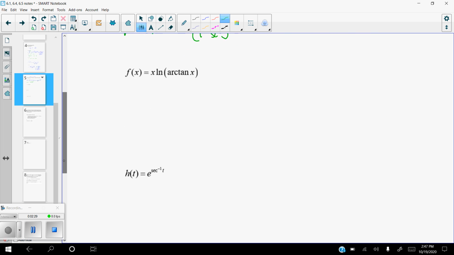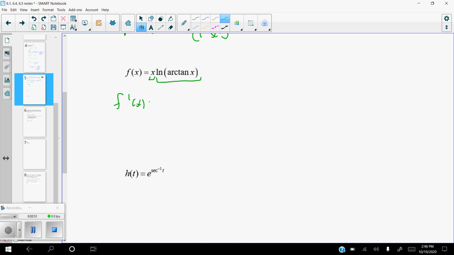In f of x, again, I've got a product rule. I've got x times the natural log of the arctangent of x. It's crazy looking. Okay, here's my first term. Here's my second term. It looks like the second term, the natural log is not just x. It's the natural log of the arctangent of x. So we'll have to incorporate the chain rule there.